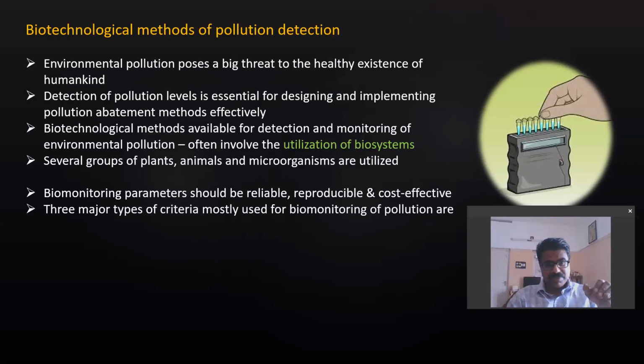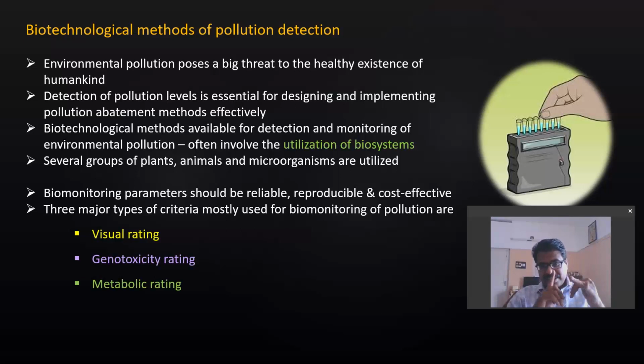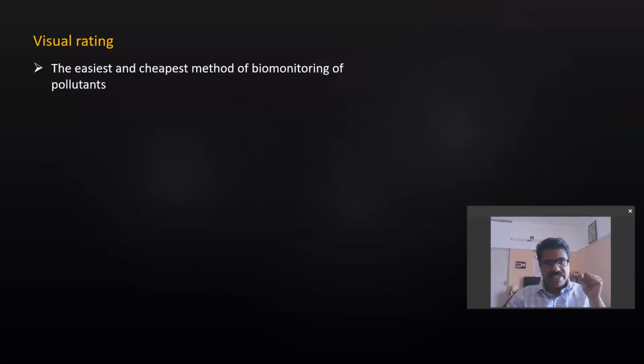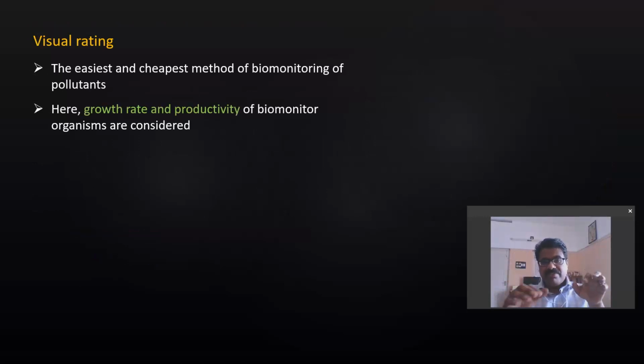Usually three major types of criteria are used for biomonitoring of pollution. One is visual rating, another is genotoxicity rating, and the third is metabolic rating. Visual rating, genotoxicity rating, and metabolic rating. And visual rating, what is visual rating? We are assessing visually, seeing what changes take place. This is the easiest and cheapest method of biomonitoring, and here we monitor the growth rate and productivity of the organisms we use for monitoring.